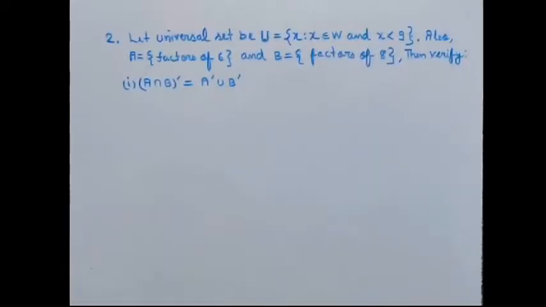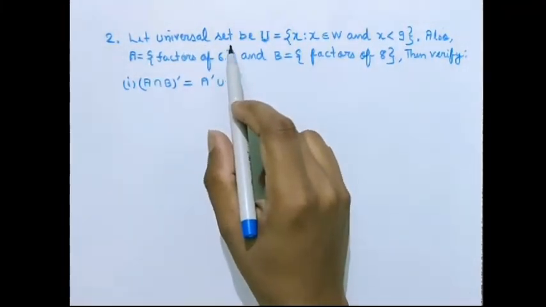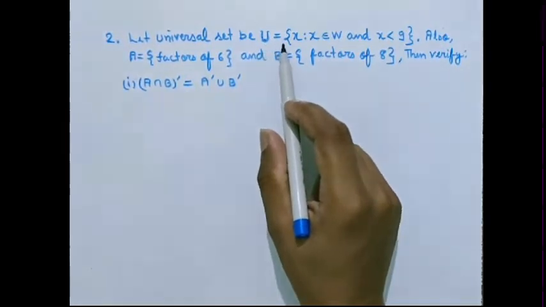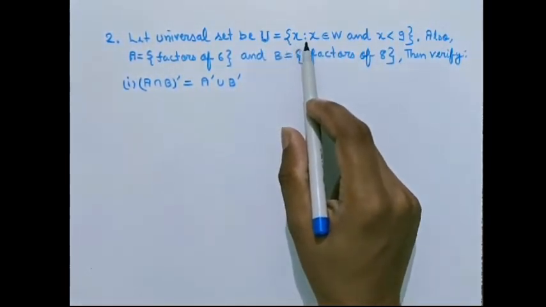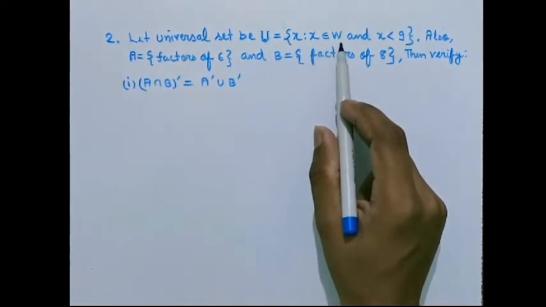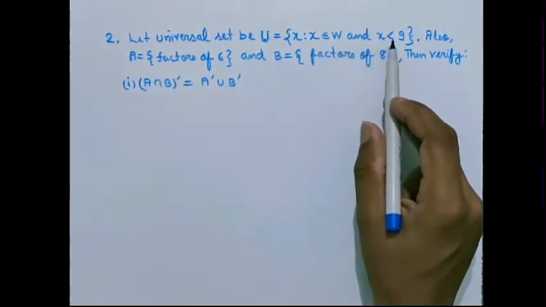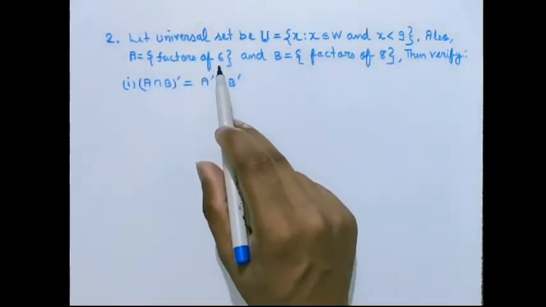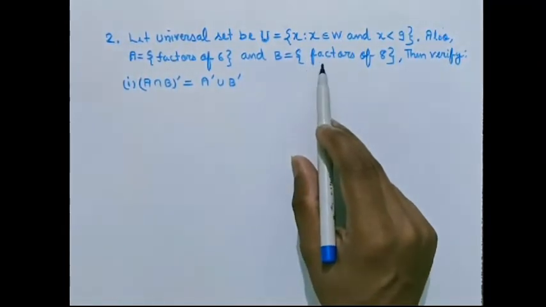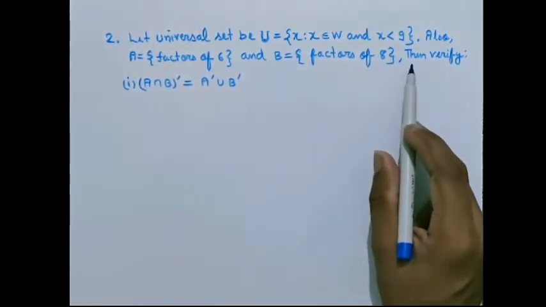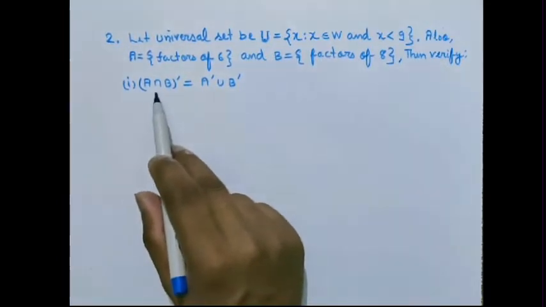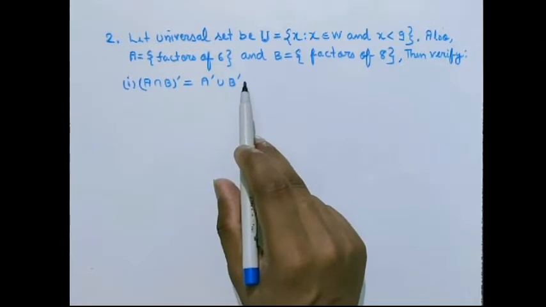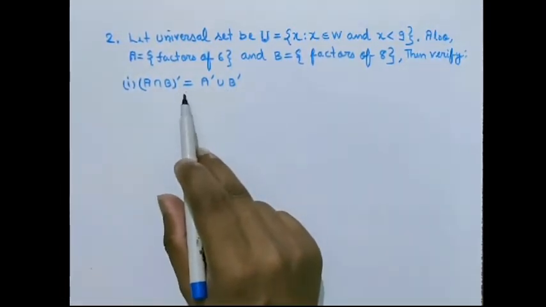Okay, next. Let universal set be U. You know, this is another symbol for universal set. So you can say U is equal to X such that X belongs to W, meaning whole numbers, and X is less than 9. Also, A is equal to factors of 6 and B is the factors of 8. Then verify A intersection B complement and A complement union B complement, that they both are equal.